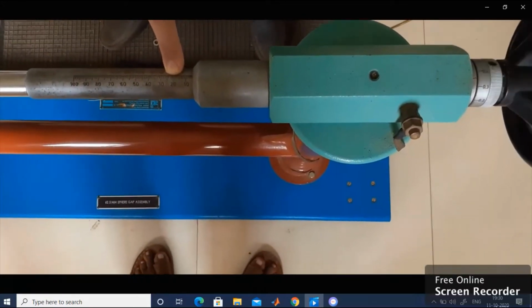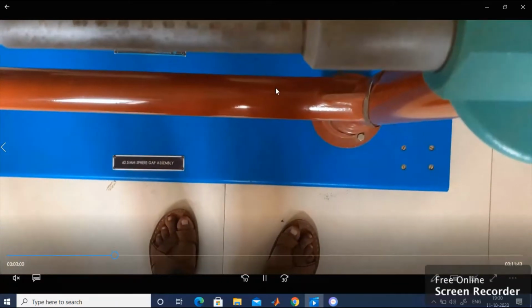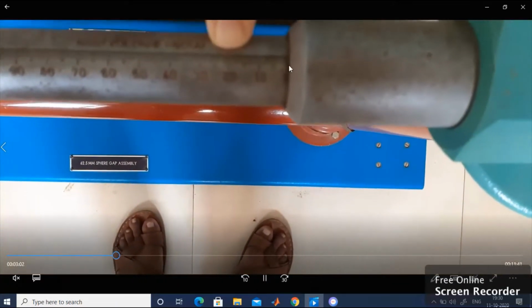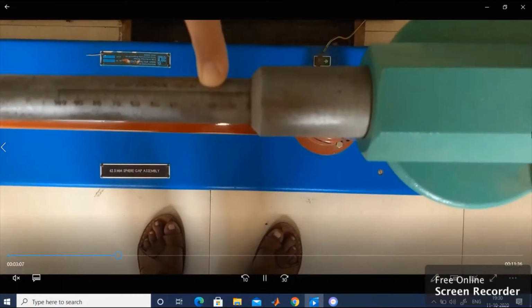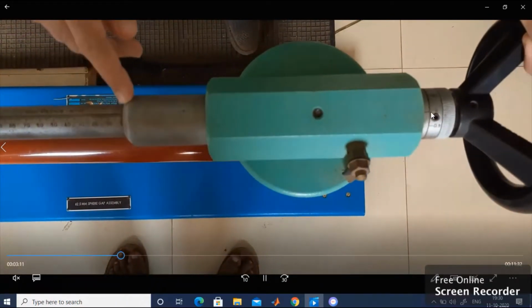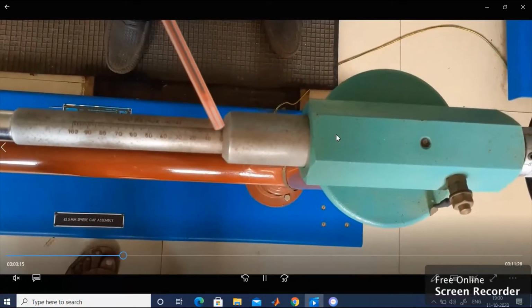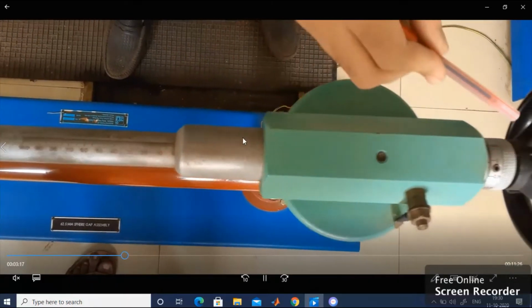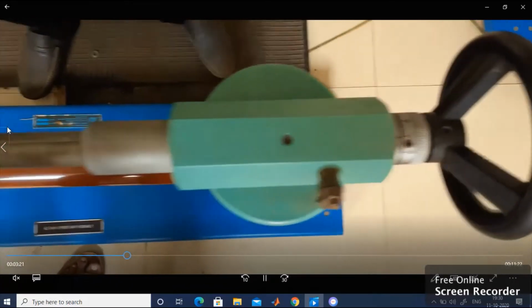So I'll be adjusting. Maintain the main scale; you can see the pointer is equal to 0. This has to be 0. Make sure that the main scale is equal to 0. Not only the main scale but also the supplementary scale should be 0. Make sure that both the scales are 0. I am trying to maintain both the scales equal to 0.